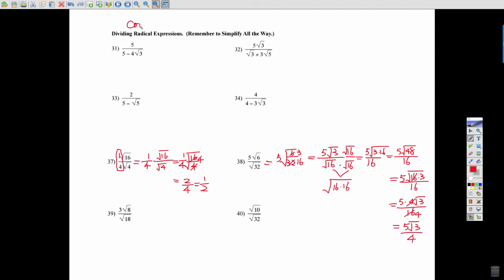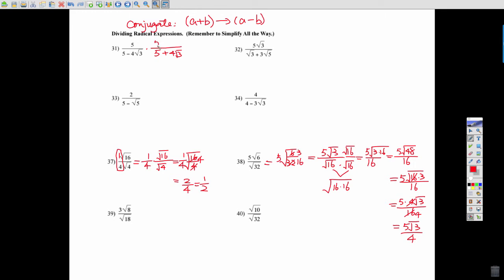And you're going to learn this more in Algebra 2. It's called the conjugate. In other words, here I've got an integer minus a radical. Rather than multiplying just one radical, I multiply the conjugate. The conjugate meaning if this is a plus b, its conjugate is a minus b.